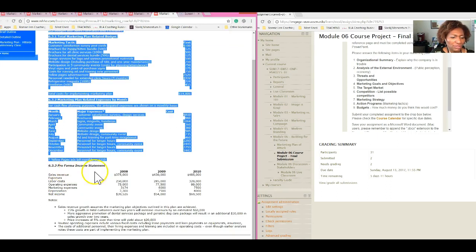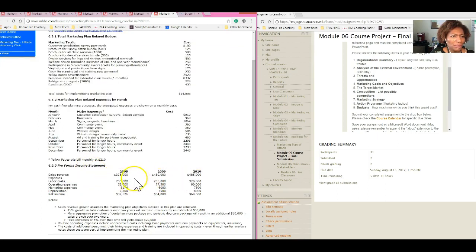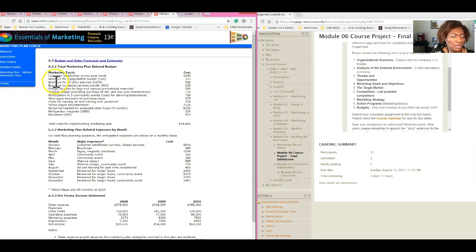You don't have to do this part about the income statement. Just avoid that. But you could talk about marketing tactics and how much you anticipate that costing you, or you could do it this way for other expenses, including personnel, etc. And that's pretty much it.